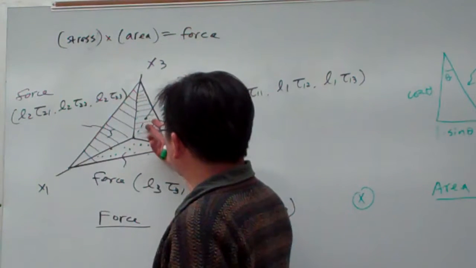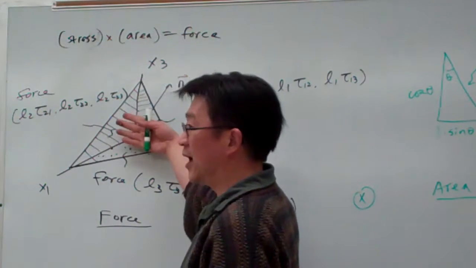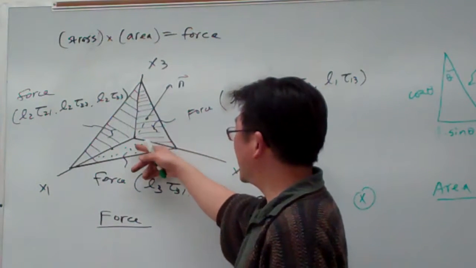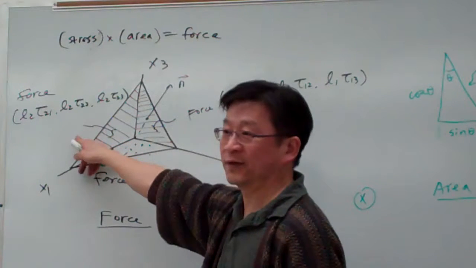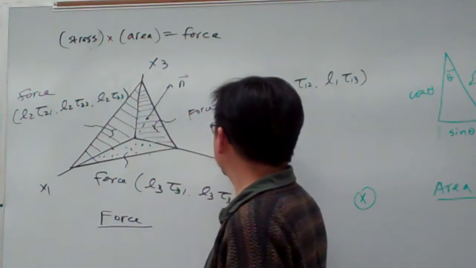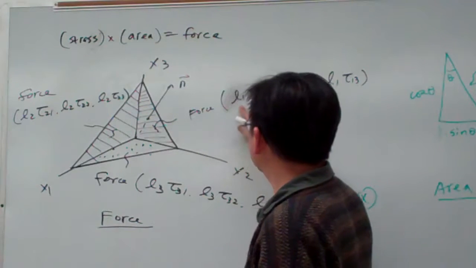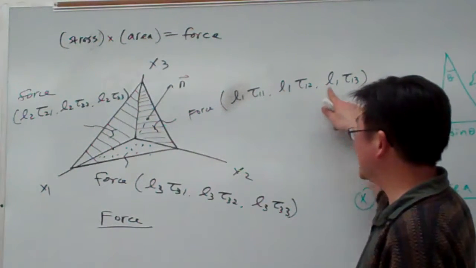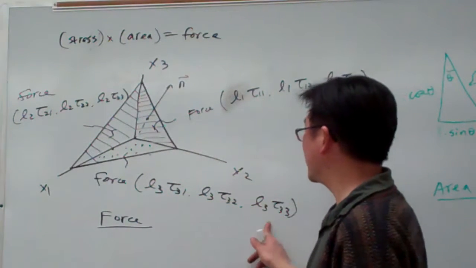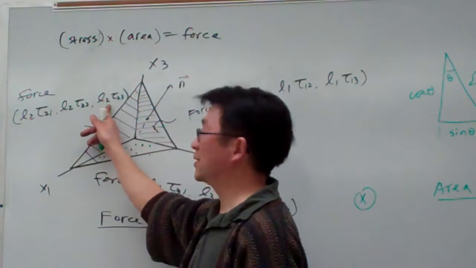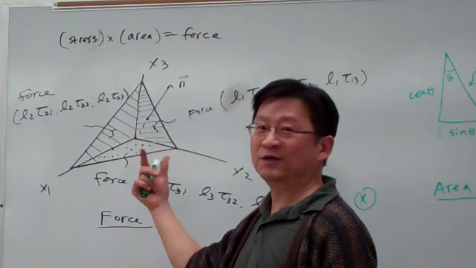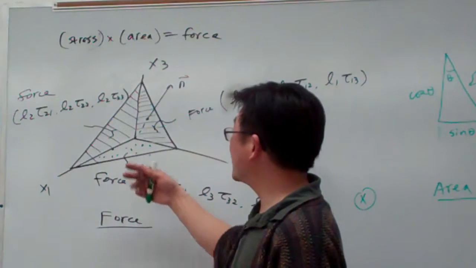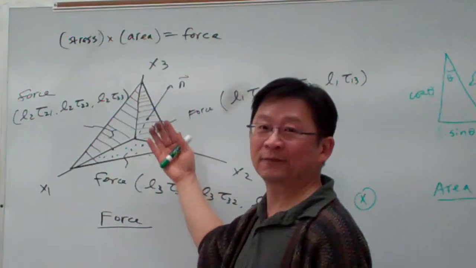You see right now on the 3 triangle planes behind the inclined plane, we have force components. How many in total? This is a force component in 1 direction, in 2 directions, in 3 directions. Similarly in 1, 2, 3 directions, and in 1, 2, 3 directions. So 9 force components must be in equilibrium with the reaction force on this inclined plane.